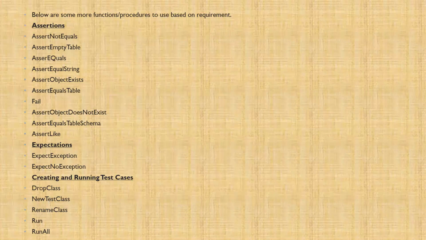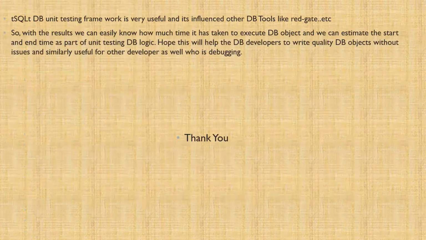So another thing is we have different built-in functions. So far we used only assert equals, and there are other built-in methods given in tSQLT, like assert not equals, empty table, equals string, object exists, equals table, because it will compare tables as well instead of a string. So these are the other cases we have in this tool. You can go and look at and play with all the options to get proper unit testing implemented.